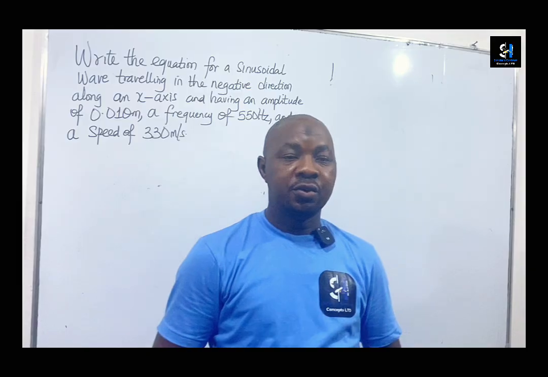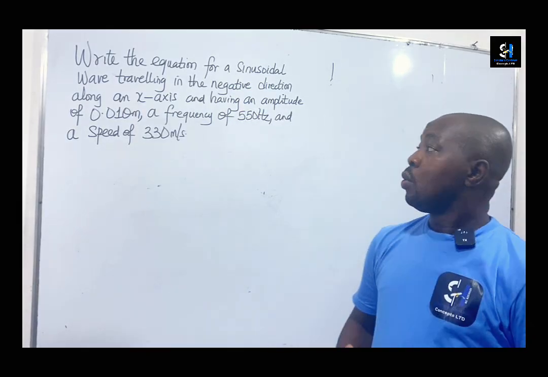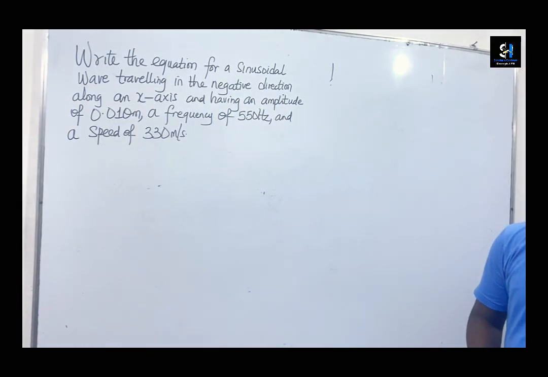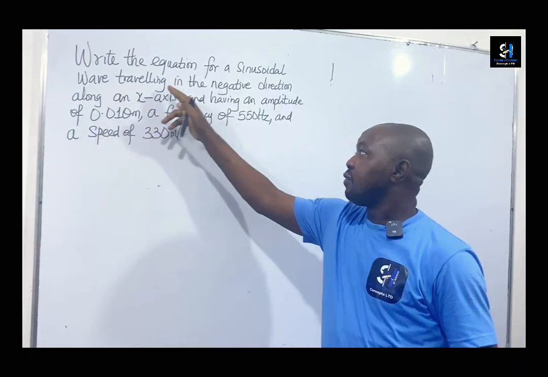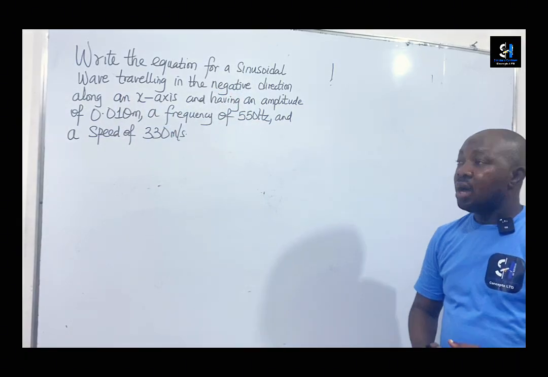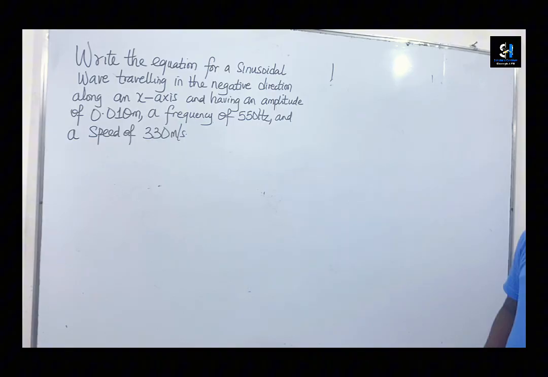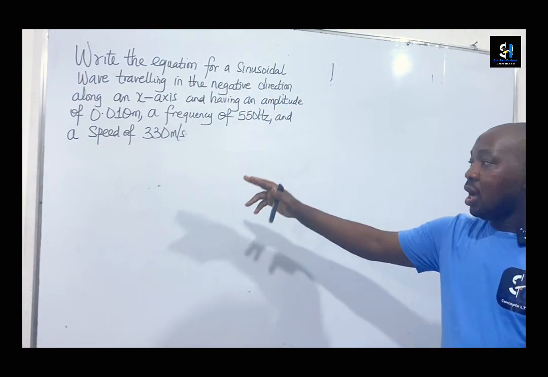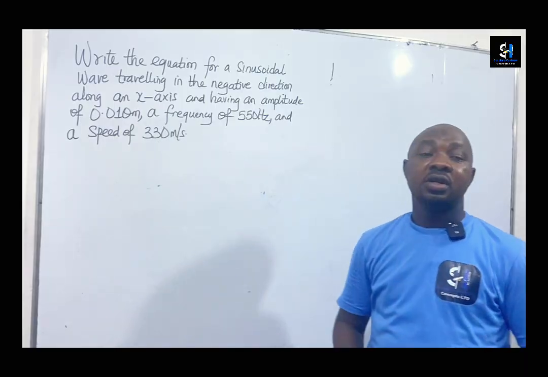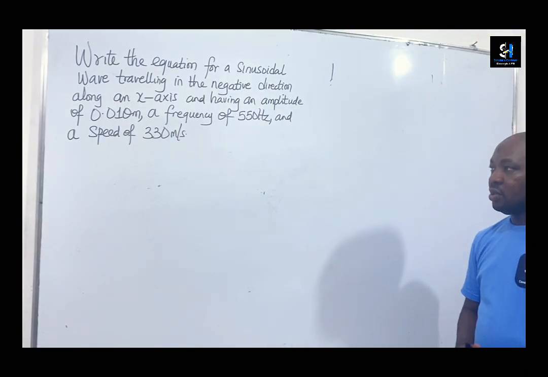Welcome to another video. In this video, we are tackling a challenge involving a wave equation. Write the equation for a sinusoidal wave traveling in the negative direction along an x-axis and having an amplitude of 0.010 meters, a frequency of 550 Hz, and a speed of 330 meters per second.